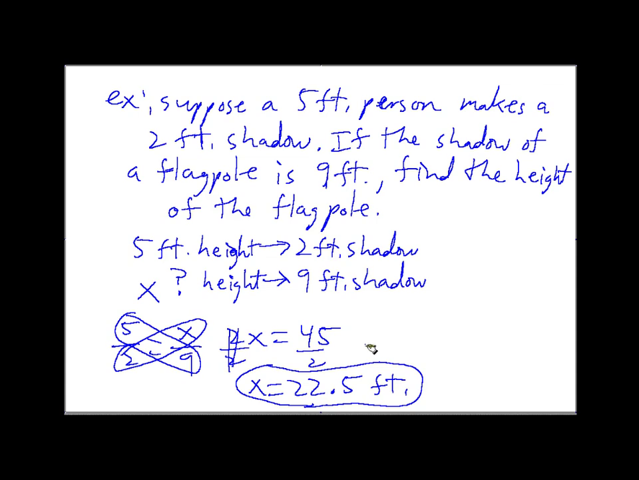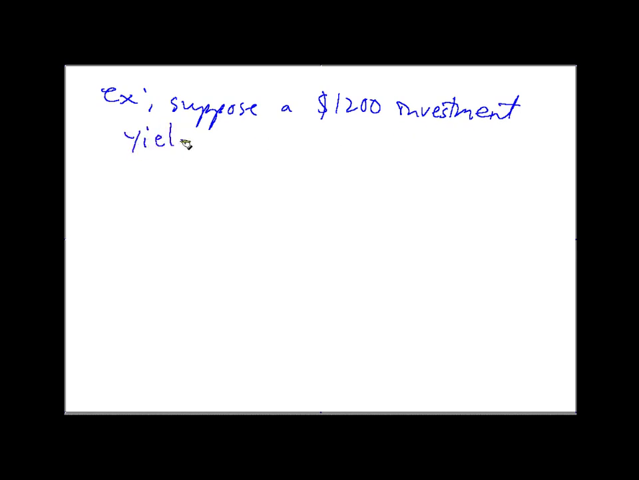Okay, let's try another one. Let's look at an investment problem. We've done these problems before actually from Math 30, so it's not too bad here. Let's look at this one. Suppose a $1,200 investment, so if I put $1,200 into some kind of investment account, yields $96 in dividends. This is basically the interest that I'm going to get in dividends.